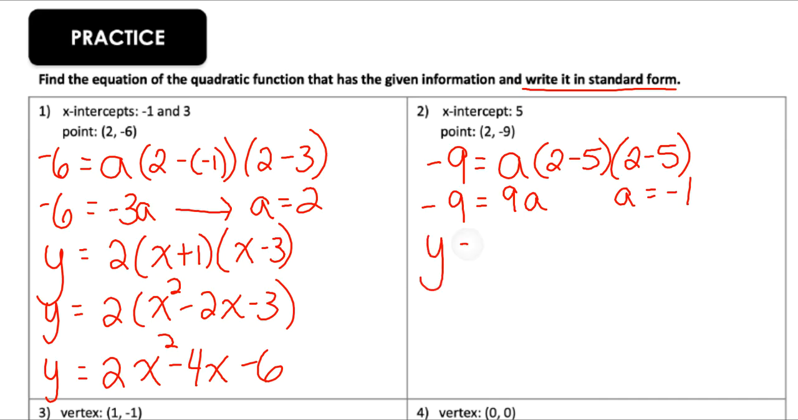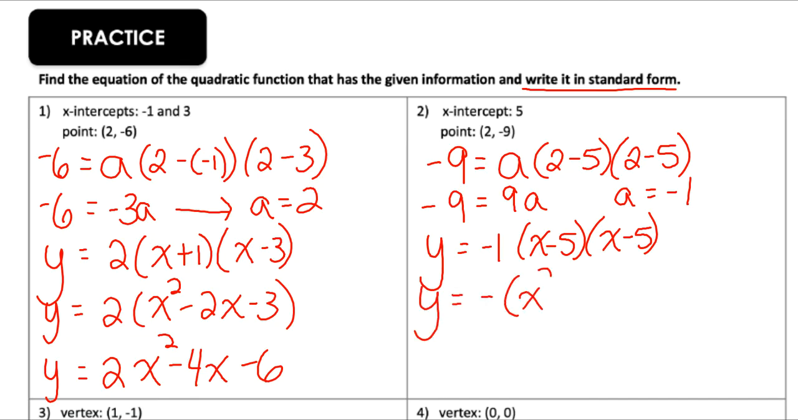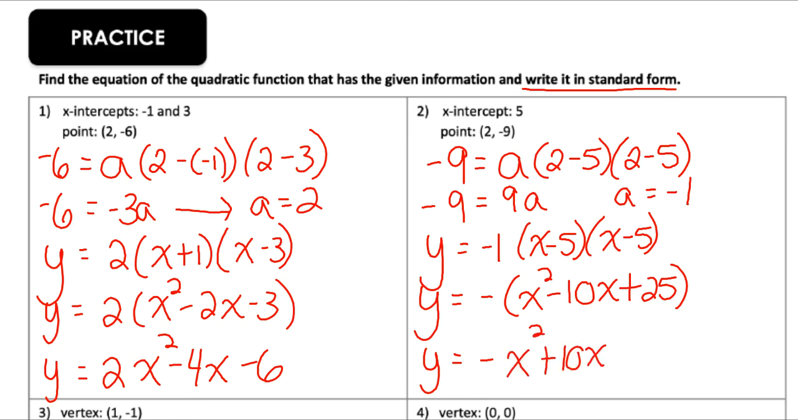So when I write that out, I get -1 times x minus 5, and again, it's the only solution, so we write it twice. We can't have it once because then it would be a linear function, so we have it twice to make it that quadratic function. So there's my intercept form. Now let's multiply it out to get standard form. So that's going to give me a standard form of -x squared plus 10x minus 25.